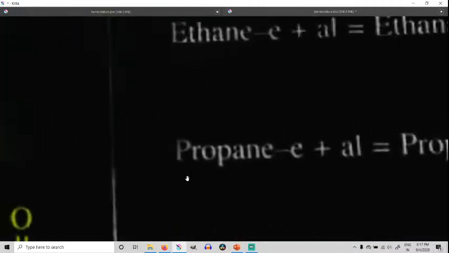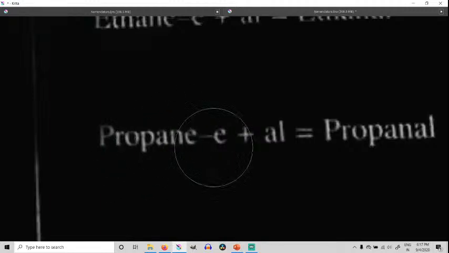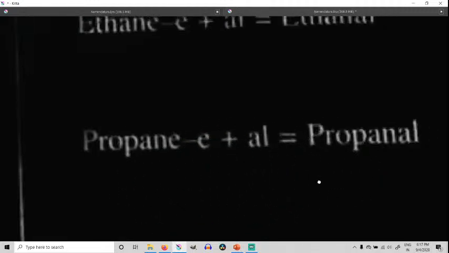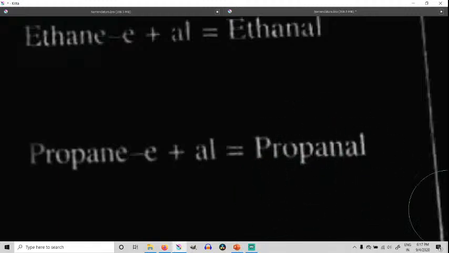So what will be the IUPAC name? Propane. So we will remove the final e from here. Why remove e? Because two vowels cannot come together. The IUPAC name will be propanal. Not el, beta, Pratyush. It will be al at the end. Aldehyde starts with al, so it will be al.